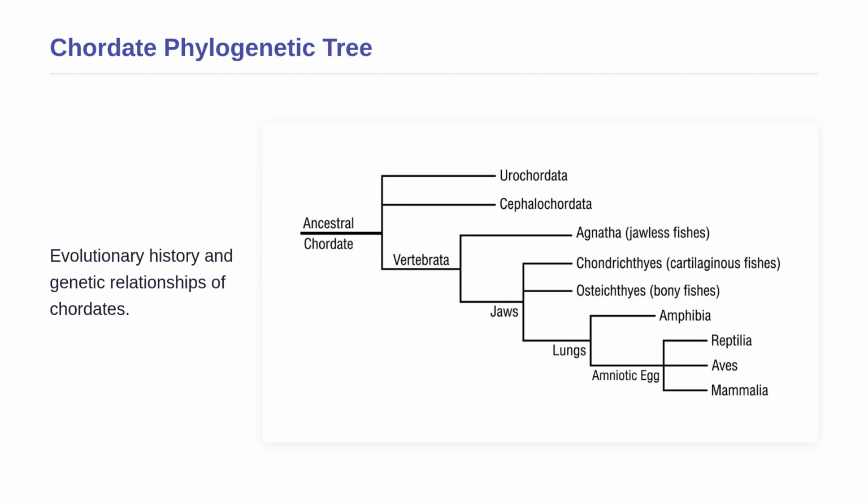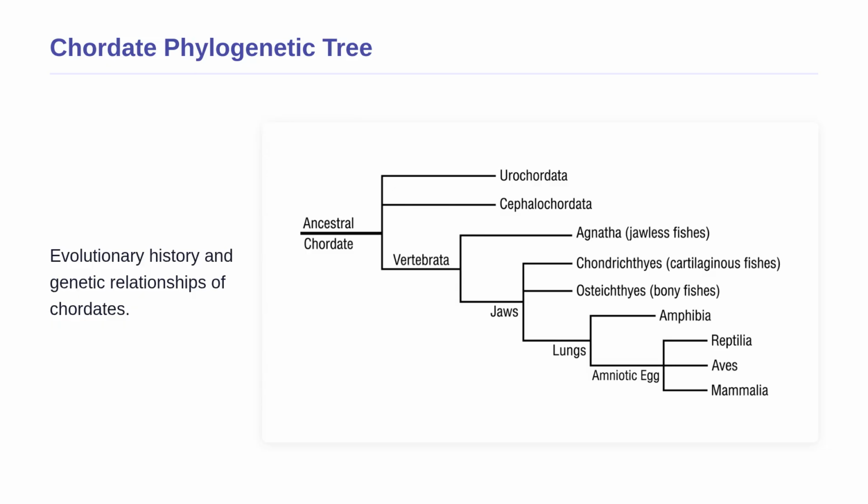Let us visualize this hierarchy with a phylogenetic tree, which is essentially a family tree for species. On the far left, we start with the ancestral chordate. Notice how the tree branches out. The first splits separate the Urochordata and Cephalochordata from the Vertebrata. As we follow the vertebrate line, we see key evolutionary milestones acting as branching points.